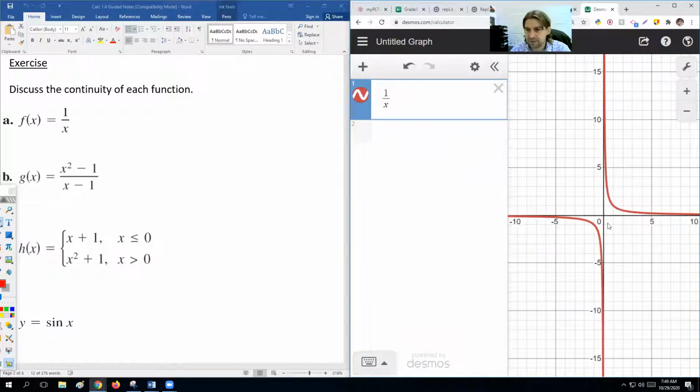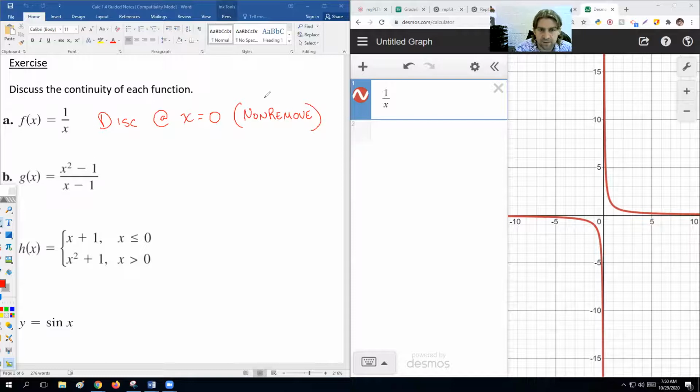So if we look here, there's a big jump at 0. So we would describe this as discontinuous at x equals 0. And if we wanted to describe that discontinuity, we could say that's non-removable. I'll just say NR for non-removable.